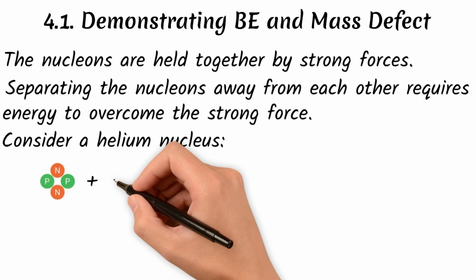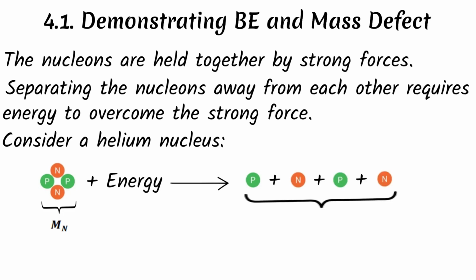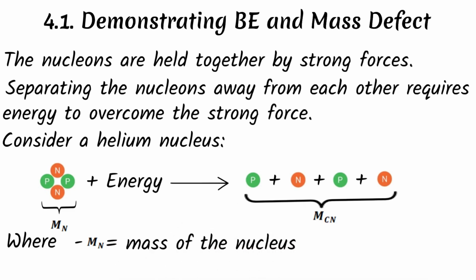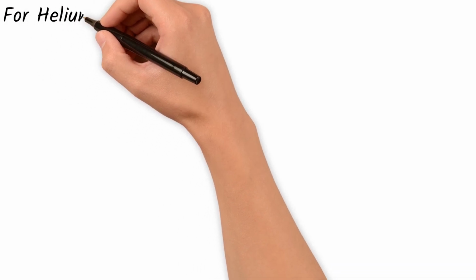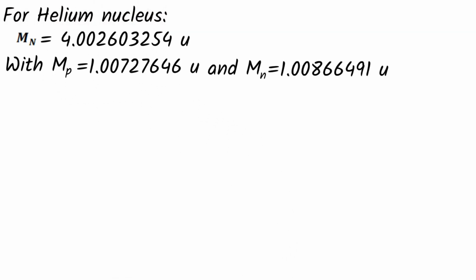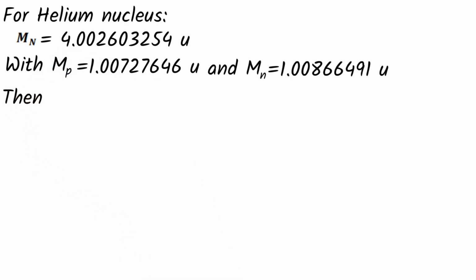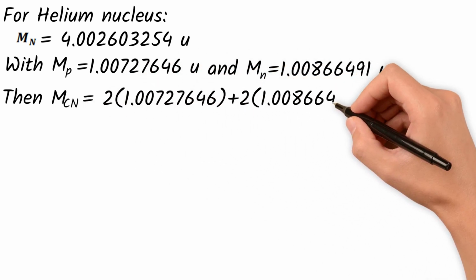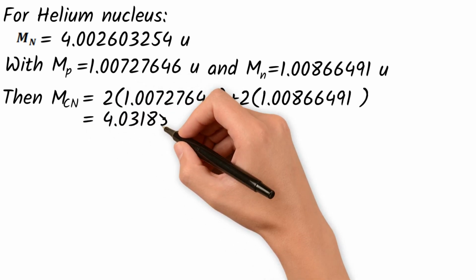Now let's consider, for example, a helium nucleus, which has two protons and two neutrons. So suppose we supply energy to it sufficient to separate the nucleons apart, as shown. I have used the symbol Mn to mean the mass of the nucleus and Mcn to mean the sum of the masses of the constituent protons and neutrons. Now I have with me data for the mass of the nucleus of a helium atom, mass of proton and mass of neutron from Wolfram Alpha. We can get the sum of the masses of the constituent nucleons that make up the nucleus of a helium atom by adding the masses of the two protons to the masses of the two neutrons to have that value.